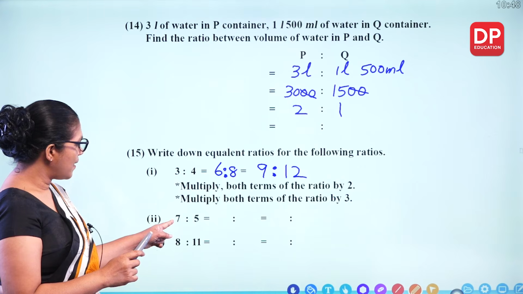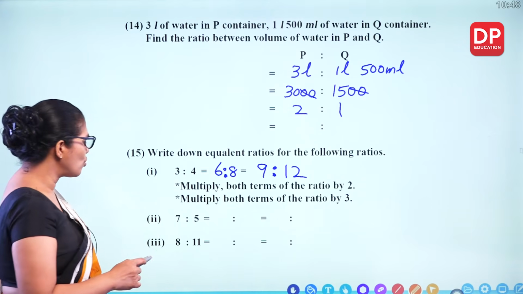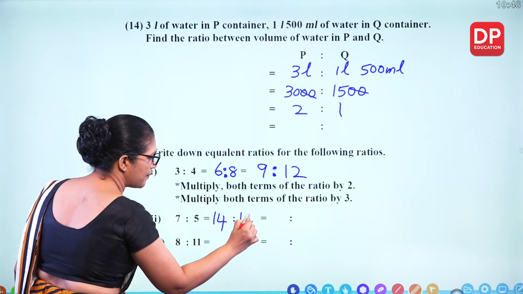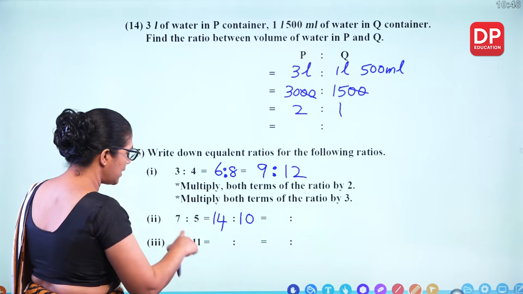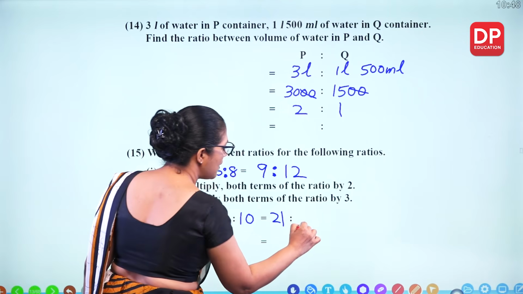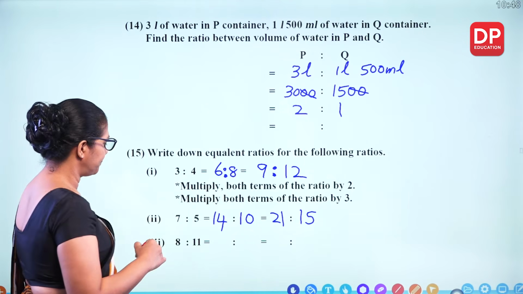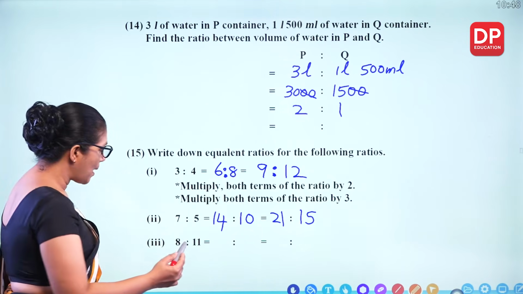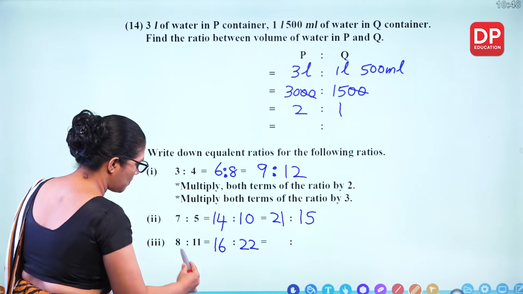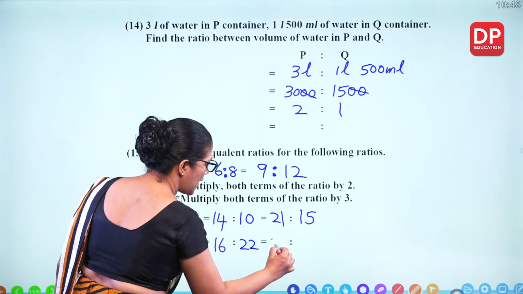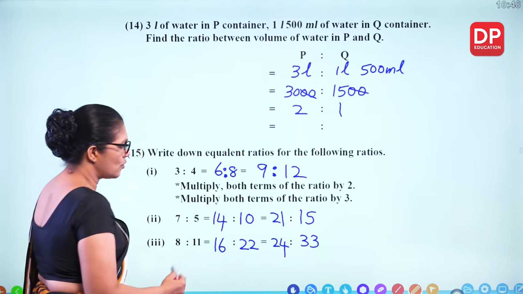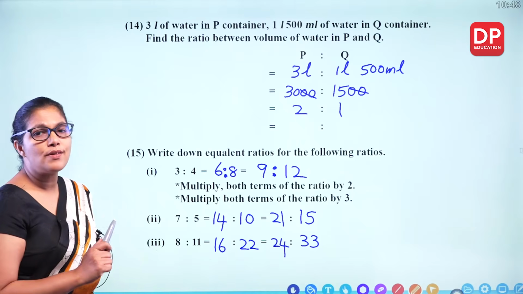So we'll take another one. We'll multiply by 2. 2 times 7, 14. 2 times 5, 10. Multiply by 3. 3 times 7, 21. 3 times 5, 15. This one, multiply by 2. 16 and 22. Multiply by 3. 3 times 8, 24. 3 times 11, 33. So these are equivalent ratios.